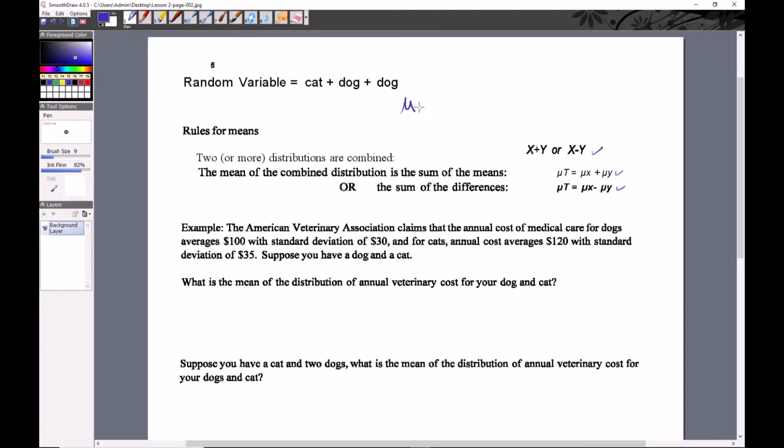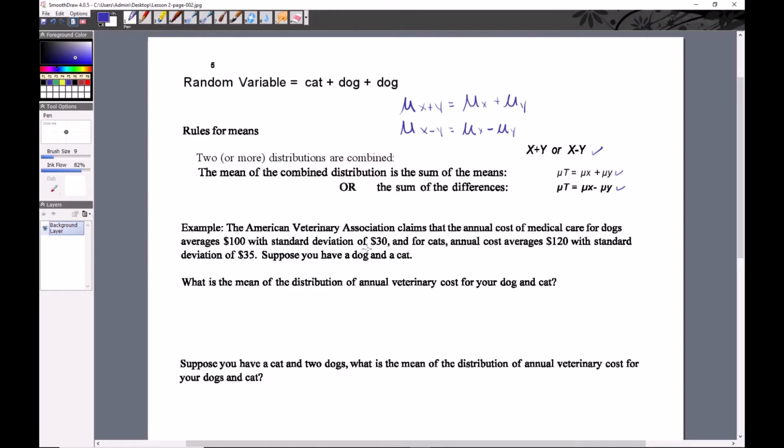So if you're finding the mean of the sum of two random variables, that's just going to be the mean of the first plus the mean of the second. And if you're going to find the mean of the difference of a couple of random variables, that'll be mu of x minus mu of y. So it's very, very simple. And this will go pretty quickly.